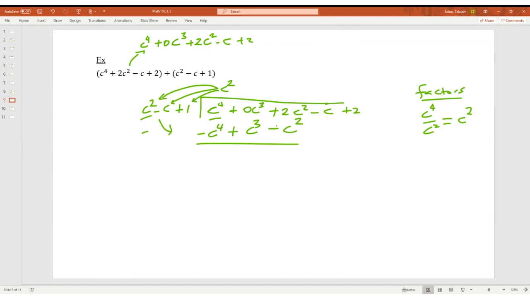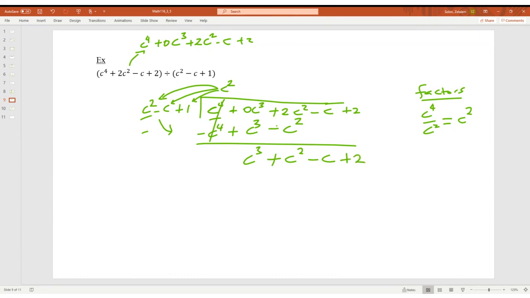Okay, now we add all vertically. So this will cancel out: c to the power 4 minus c to the power 4. 0 c to the power of 3 plus 1 c to the power of 3 is c to the power of 3. Then c to the power of 2 plus 1 c to the power of 2 minus 1 is 1. So I have plus 1 c to the power of 2, and bring down the c and bring down the 2.